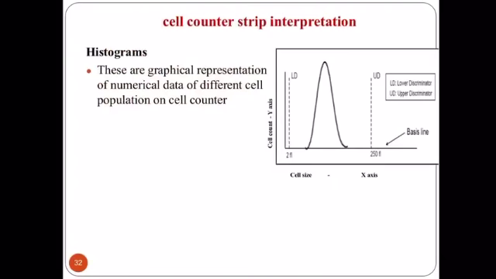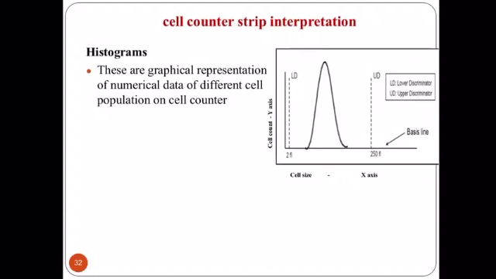Next is the interpretation of the cell counter strip. In the cell counter strip, we will get different values of the RBC parameter, WBC parameter and platelet parameter, and the various graphical representations of all these values are also seen. So there is a different graph for each parameter. The graph is called a histogram.